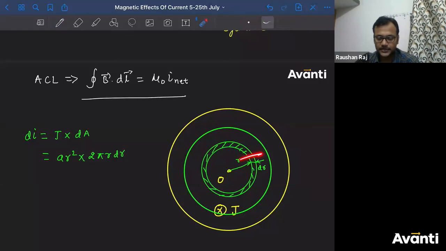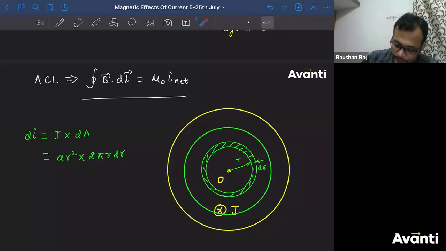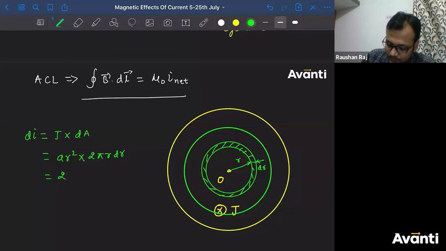Okay? When you cut this, what you'll get? You'll get a rectangular strip. And what will be the area of this cross section? So circumference into thickness, so 2 pi R into dr. So di will be 2 pi R cube A into dr. And let us write it like this: 2 pi A R cube dr. This is the value of di.